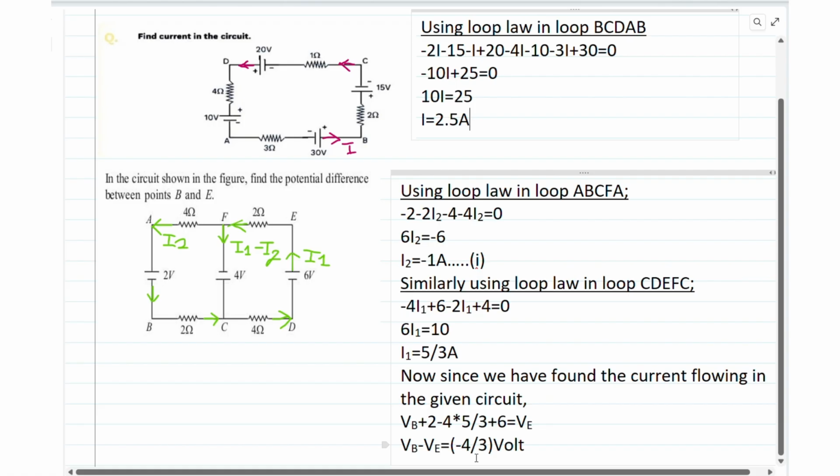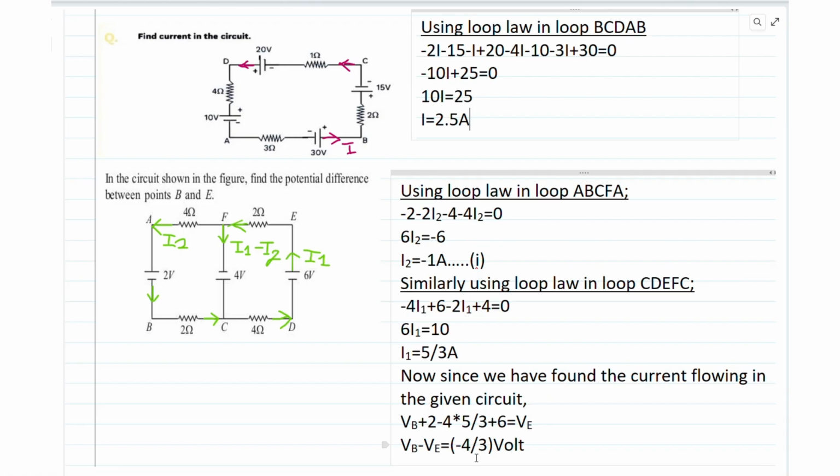So this is how you can crack such questions. And trust me, people, these are really very easy questions which we can do based on Kirchhoff's law. And Kirchhoff's law is really very important.